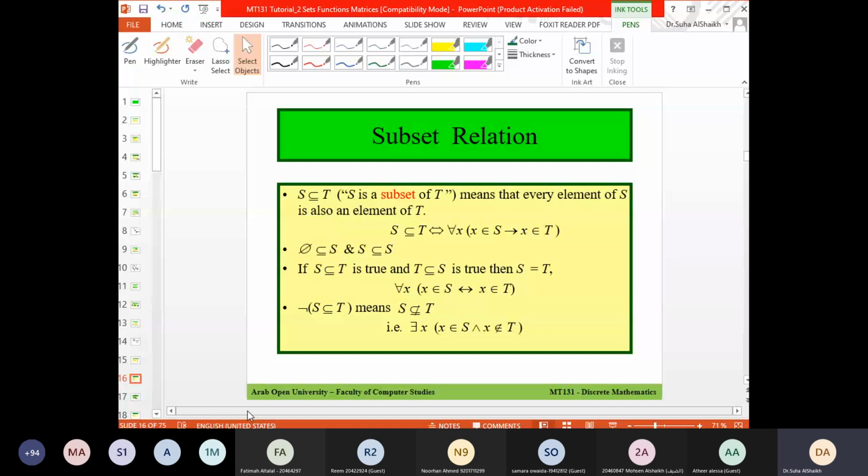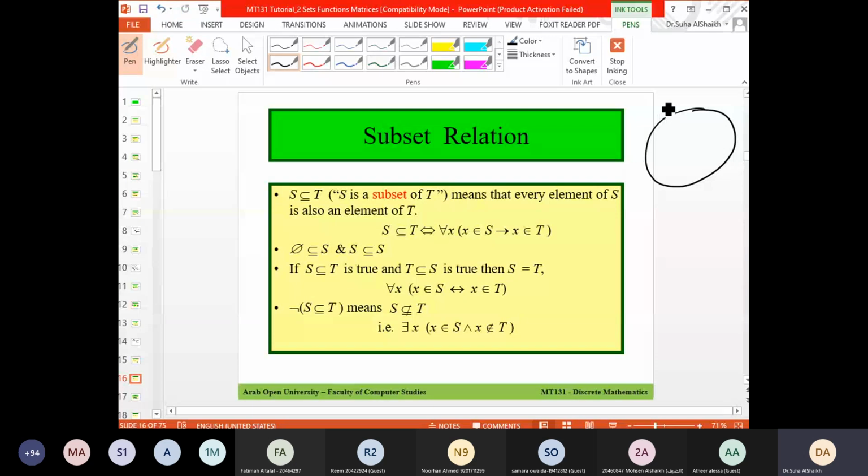Now the subset relation. Subset معناها it's a part of. Exactly. Repeated, it's as if it's a one number. A subset relation, if I have the set T and I have the set S which is totally inside the T. الS بالكامل موجودة داخل T. We write this like S is a subset of T.